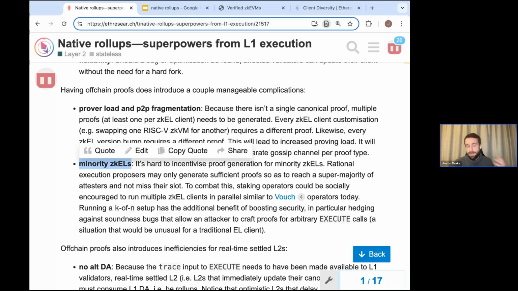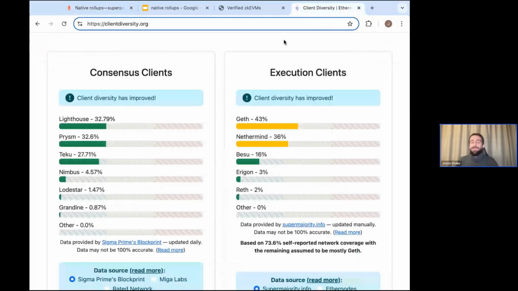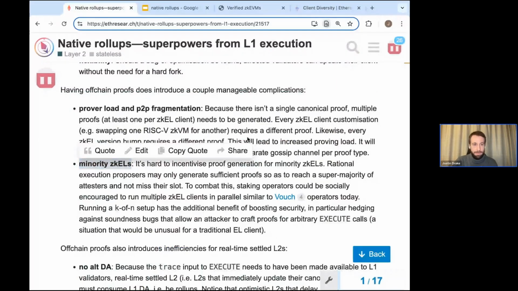And everyone can basically run a Vouch-like setup in the context of SNARKs because you don't need to run these expensive full nodes. Instead, you have ZK full nodes, which are extremely, extremely cheap. And so there wouldn't be a notion of minority clients. Every client would be a majority client. And that helps address the issue a little bit.